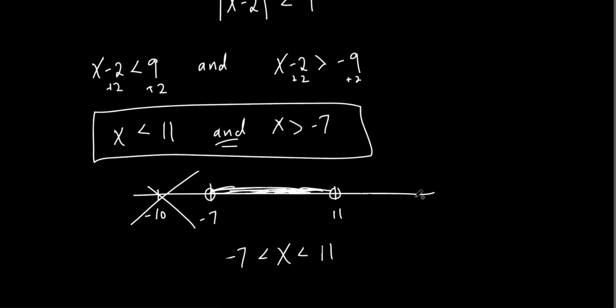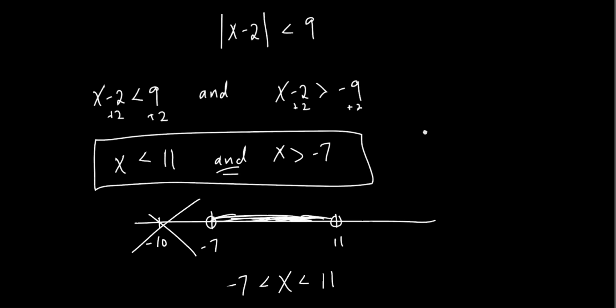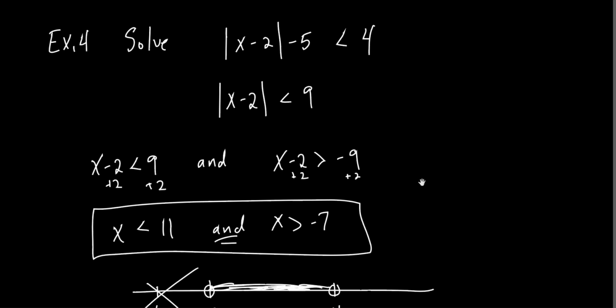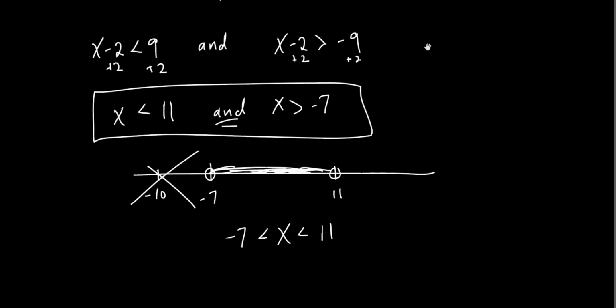Let's pick a number to the right of 11. Let's see if that works. Give me an easy number to the right of 11. 12. Let's do 12. 12 minus 2 is 10. Absolute value is 10. 10 minus 5 is 5. I was thinking of the next number. 10 minus 5 is 5. Is 5 less than 4? No. So, do any numbers over here work? No. Only the numbers in here. So, this is how you write your answer.